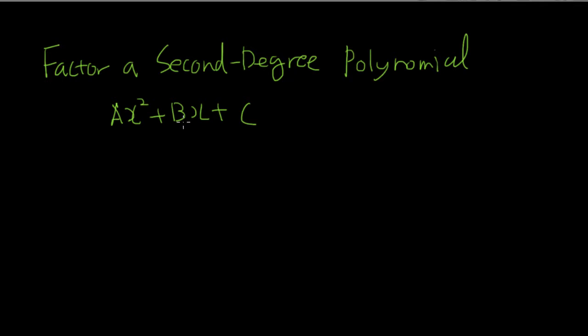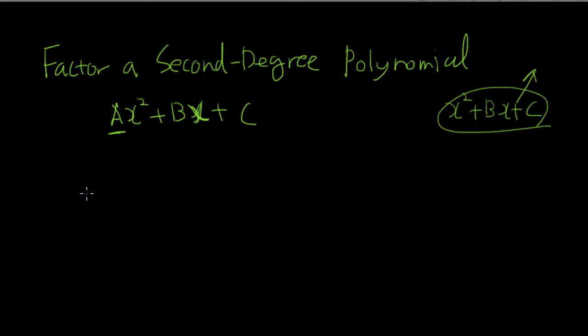the ax squared plus bx plus c form. Notice that in the previous case we had the x squared plus bx plus c form, right? That was the previous. Now we have a here, meaning we have a number right in front of the x squared term. So let me give you an example.